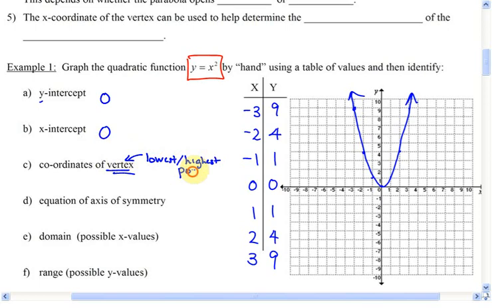Good. 0, 0. Now here's the interesting one. The equation of the axis of symmetry. Before we even give the equation, tell me where is the axis of symmetry? Where would you draw it? Down the y-axis. Yeah, use your hands. How would you draw it? Down the middle of the y-axis. Good. So can you draw in a dotted line here? And let's call this the axis of symmetry.